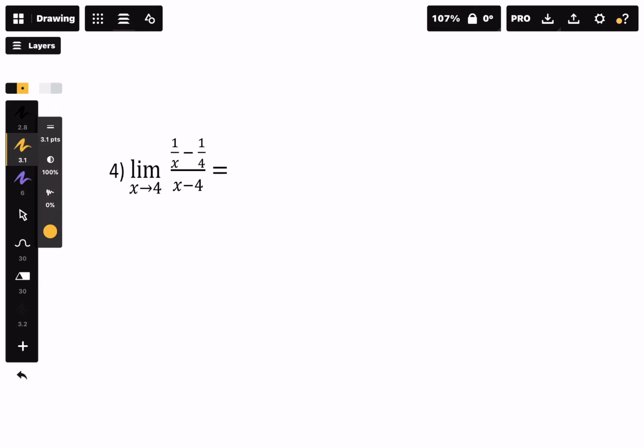Okay, let's do this one. Limit. This one looks a bit complicated, but it's not as complicated. Since we can see this is 0, 0, since this would be 1 minus 1, this would be 4 minus 4, therefore it's going to be 0 over 0.